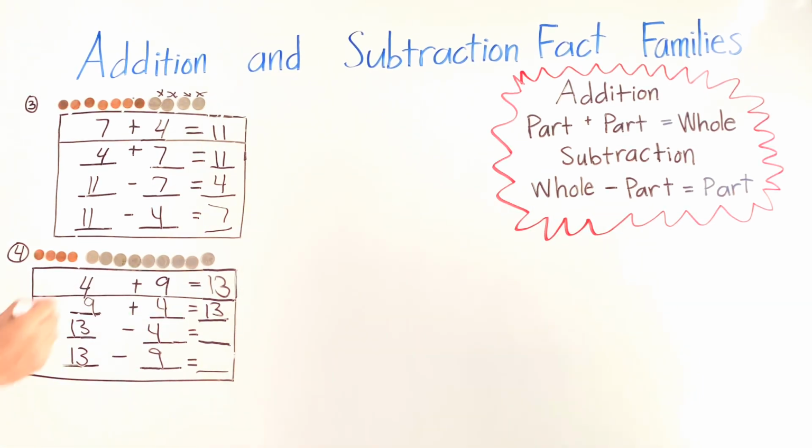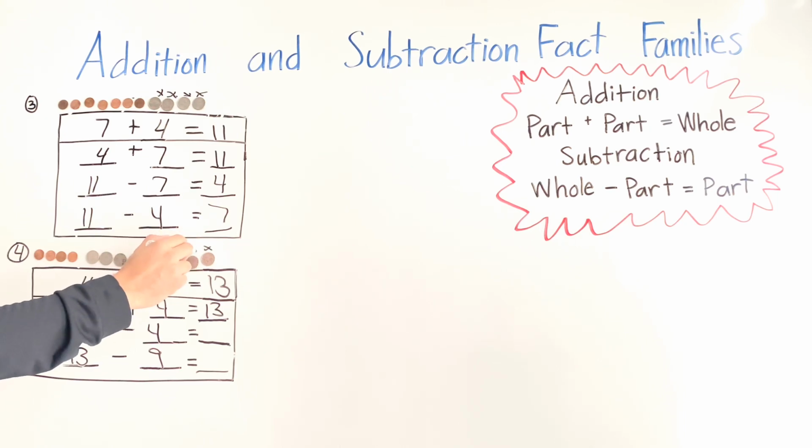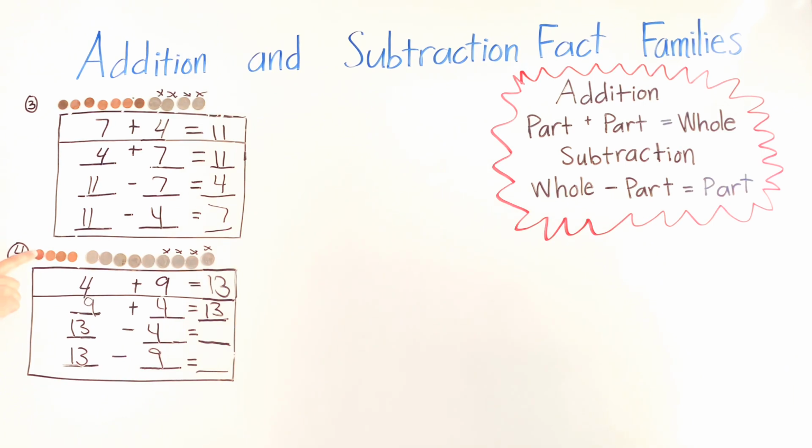So we're going to X out 4: 1, 2, 3, and 4. Now we're just going to count how many we have left: 1, 2, 3, 4, 5, 6, 7, 8, 9.